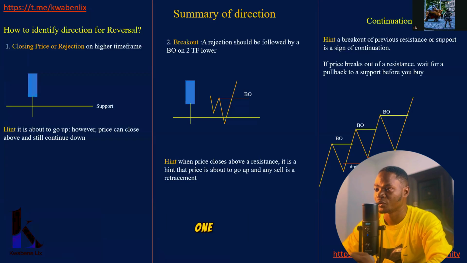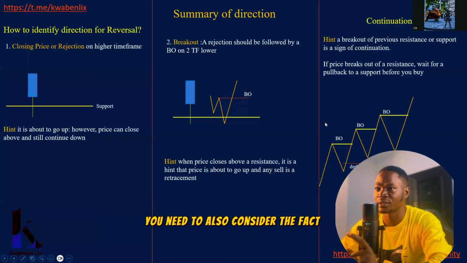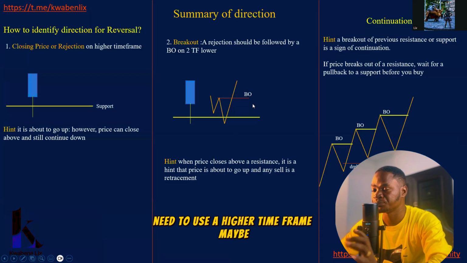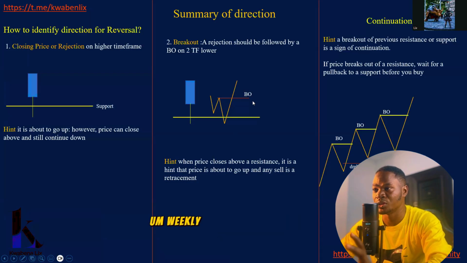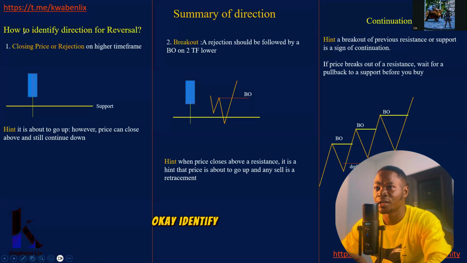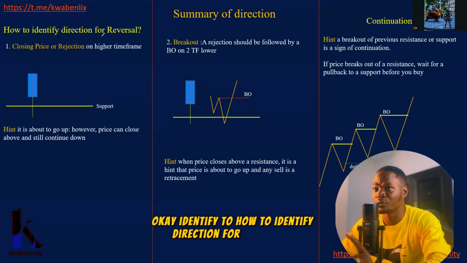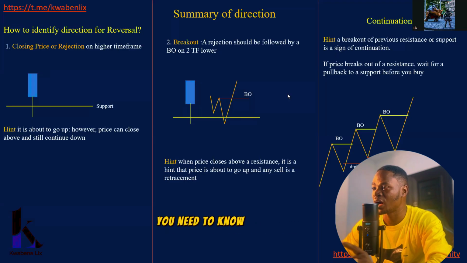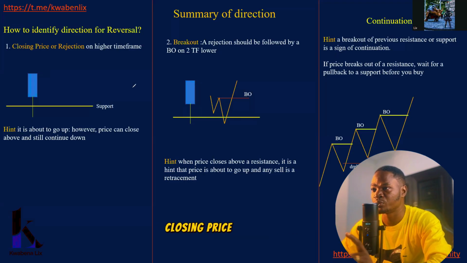First of all, you need to consider that to identify direction you need to use a higher time frame, maybe the weekly, the daily, or minimum H4. So how do I identify direction? To identify direction for a reversal: closing price and rejection. So one, you need to know how price is closing, and rejection.